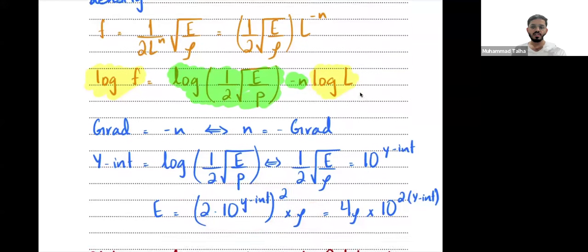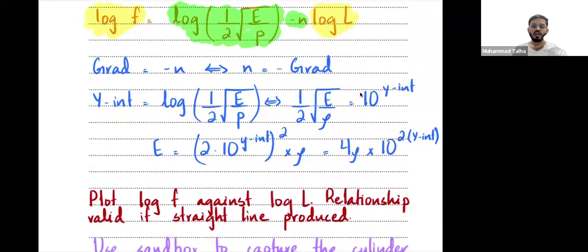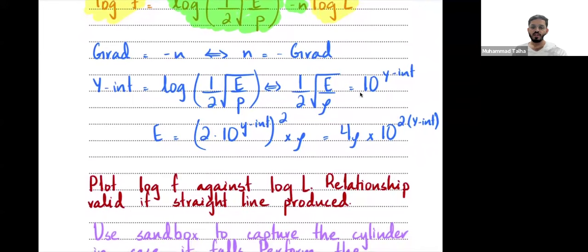So this multiplies, and using indices rules, you can also simplify this. So the square of 2 is 4, and the square of this thing, because you have a power raised to another power, the powers multiply like this. This is basic indices rules. Then you always say this line where you discuss what you plot against what. So log f on your y against log L on the x, and the relationship is valid if a straight line is produced. Since we do have a y-intercept here, obviously we would not say it's passing through the origin.